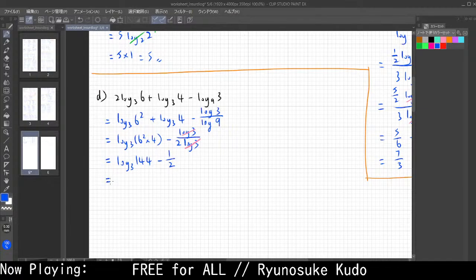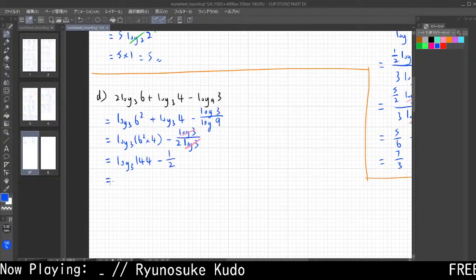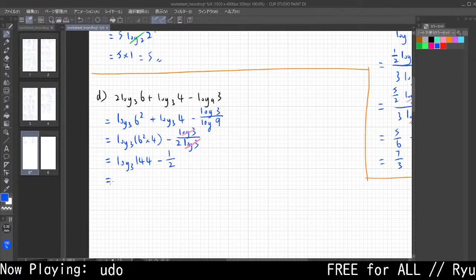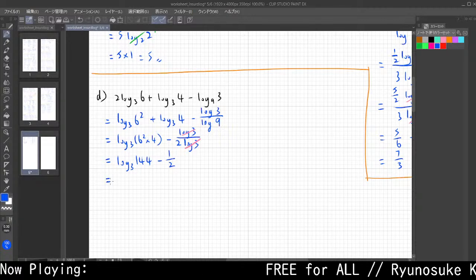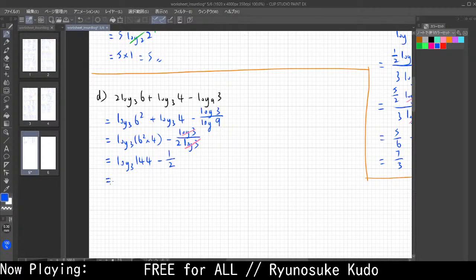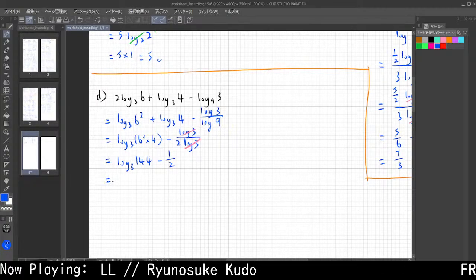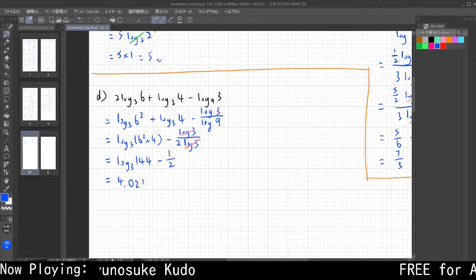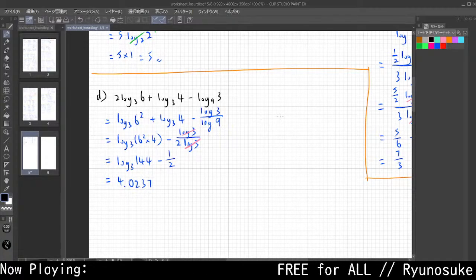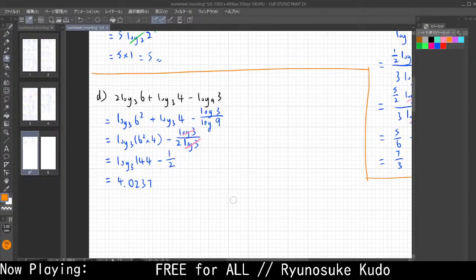Okay, so log base 3 of 144 can only be calculated like this because 144 cannot be split into powers of 3. 144 is a perfect square, but other than that you can't do anything else. So log base 3 of 144 is 4.5237. Take this minus 1/2, which is 0.5, and you get 4.0237. Correct to 4 decimal places because that is the SPM standard, so please follow that. I don't have to draw this line, it's okay.